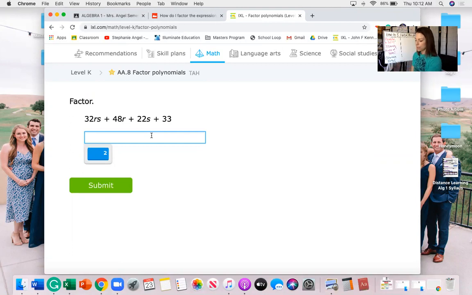All right, here we go. 32RS plus 48R plus 22S plus 33. All right, this one looks kind of fun.